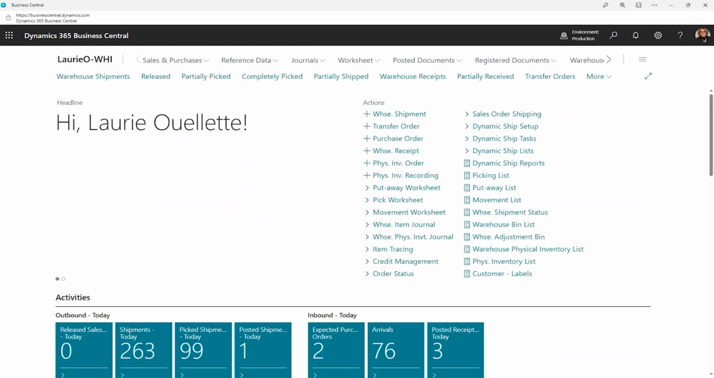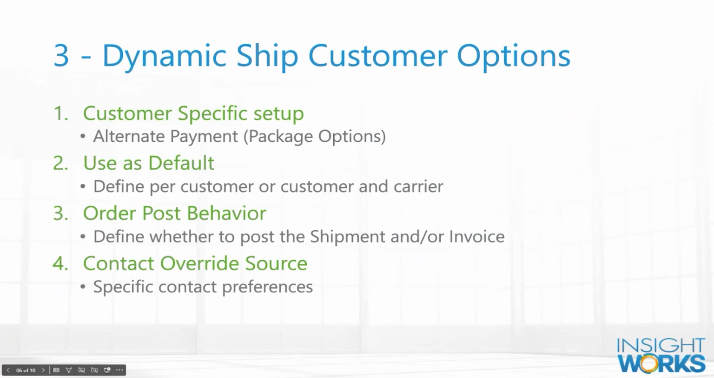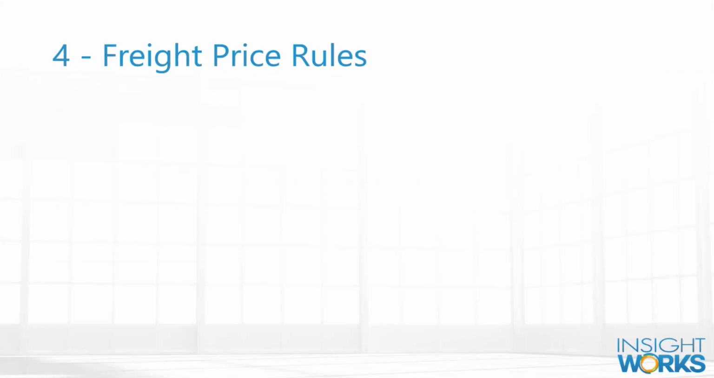Okay, let's just pop on over to our presentation again. We've covered all that we needed to with Dynamic Ship customer options, but now what we're going to do is hop into the freight price rules. Freight price rules are what we use to actually mark up the freight charges for the shipment. So if your customer is going to be having Dynamic Ship actually charge their customer or add that freight line to the sales invoice, pardon me, or the sales order, then these freight price rules will come in handy.